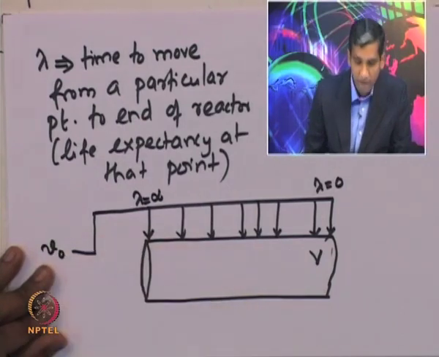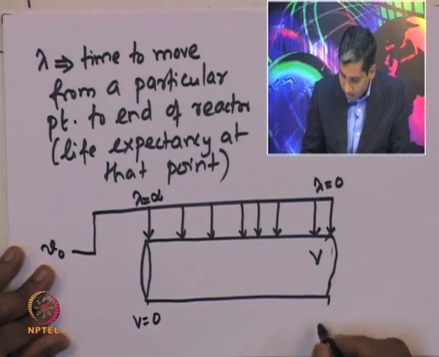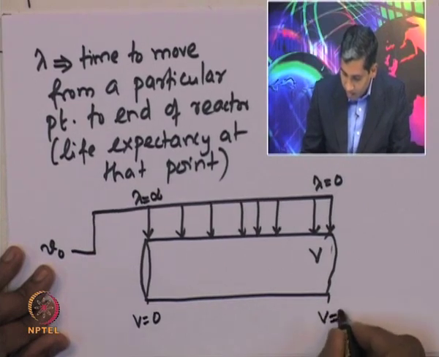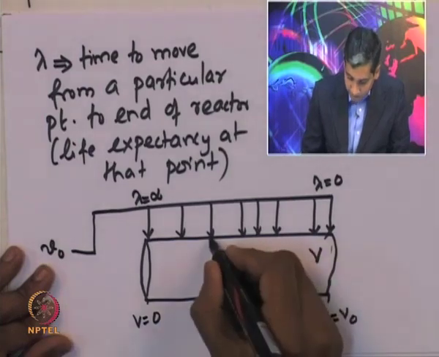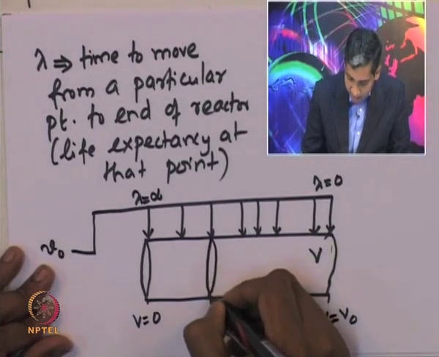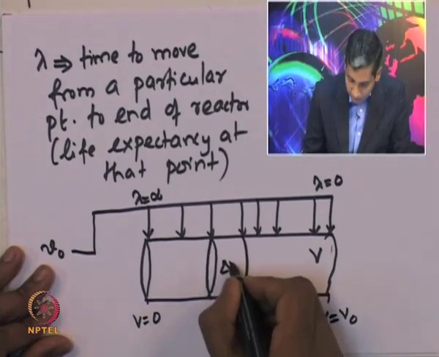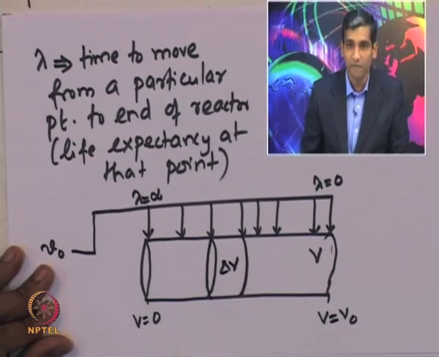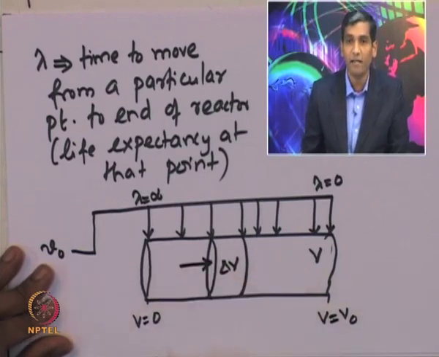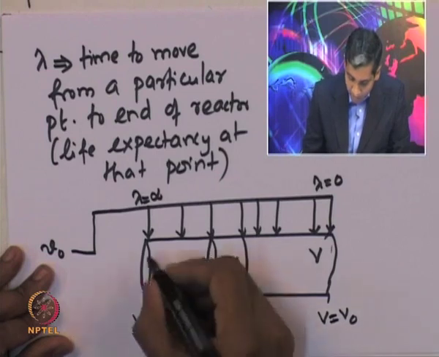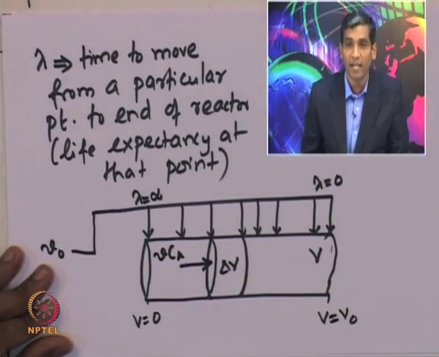And if the volumetric flow rate of the fluid is v, and V equal to 0 is this location, and V equal to V naught is the full volume of the reactor. Now, if we identify a small element, and the volume of that element is delta V, the flux with which the fluid enters that element is given by v into C A, where v is the volumetric flow rate at that location.